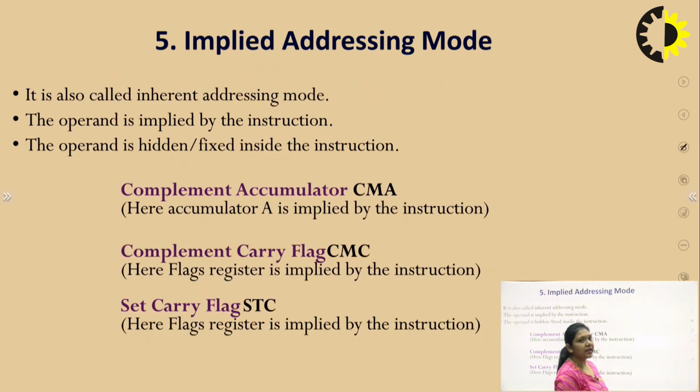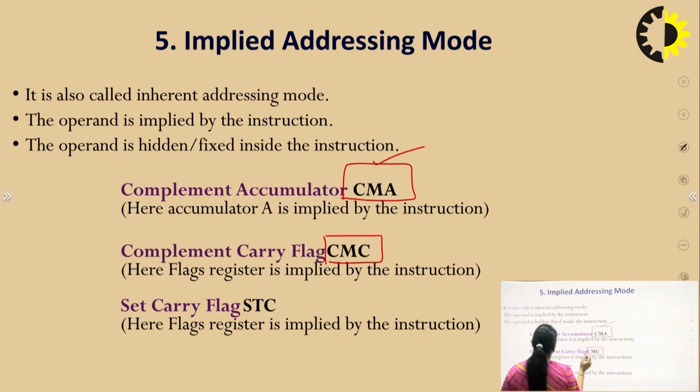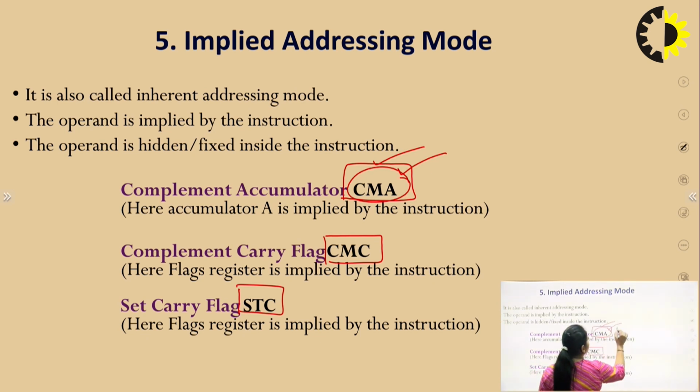Now the last one is the implied addressing mode. Implied addressing mode is also known as the inherent addressing mode, and the operand in this is not given directly, it is in the instruction itself. There is only the opcode here. CMA means complement accumulator, CMC means complement carry flag, and STC means set carry flag. So this instruction itself explains the operation: complement accumulator, complement carry flag. So the carry flag will be complemented.